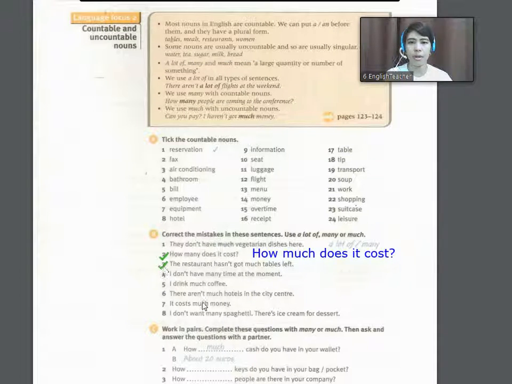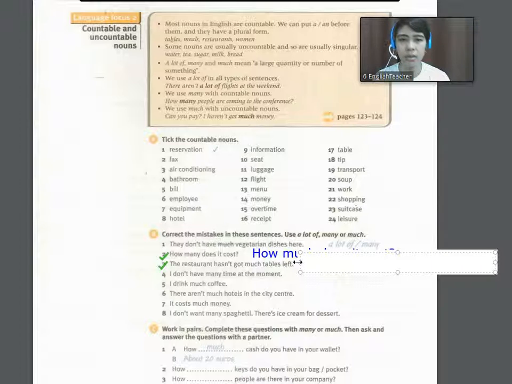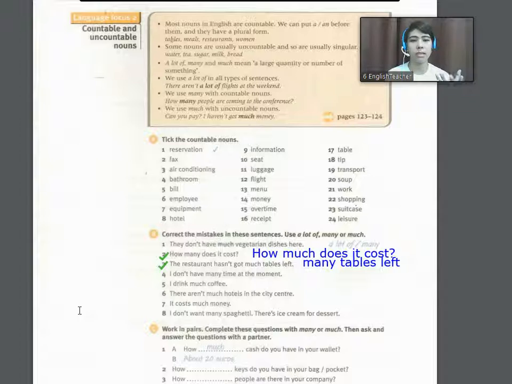Okay, so for number 3, the sentence is, the restaurant hasn't got much tables left. So it's a wrong usage of quantifier. So we are going to change it to make it better. So the correct sentence is, the restaurant hasn't got many tables left. Okay, so we use many tables because table is a countable noun. Therefore, we have to use many. 1 table, 2 tables. So we have to use many in this sentence.